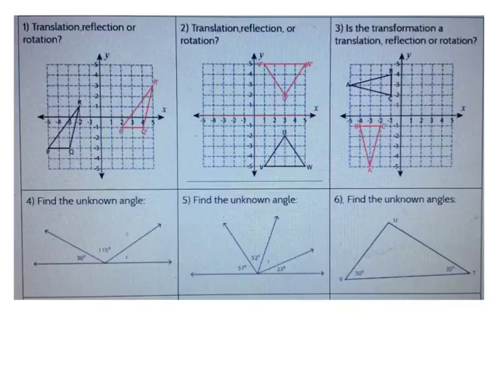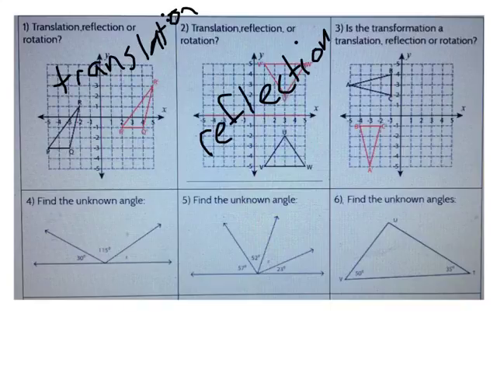Which transformation maps PRQ onto P'R'Q'? That's a translation. The shape has simply moved. The figures in number 2 are congruent. Which transformation maps UVW onto U'V'W'? That's a reflection. Look at number 3. Those figures are also congruent. Which transformation maps ABC onto A'B'C'? That's a rotation.